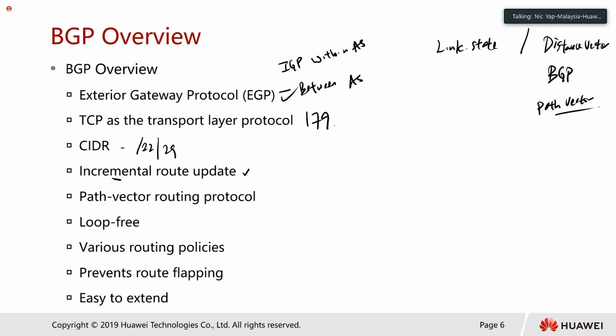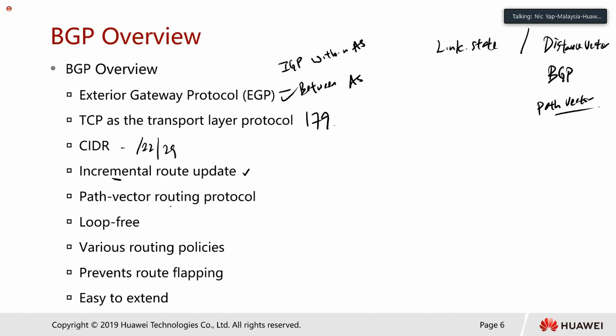They will advertise only the incremental route updates. But definitely, the first time they learn, they need to learn the entire table. Only on the first time. Subsequently, they will just learn the incremental route information only.